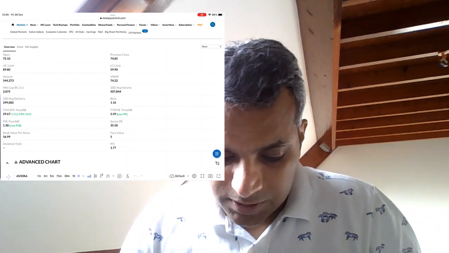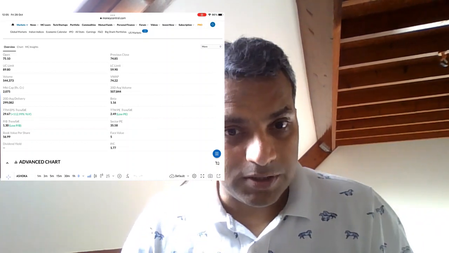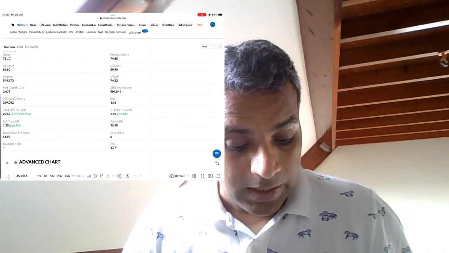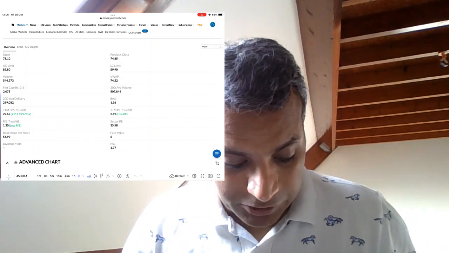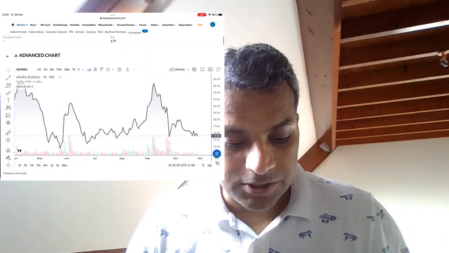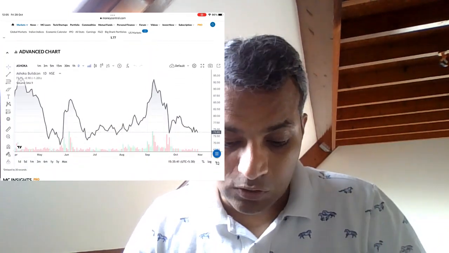So on this screen, these are the parameters that I use. I will repeat them once again. First, EPS. Second, price earning ratio. Third, book value per share. And fourth, market cap. These are the 4 parameters which you should definitely look at.